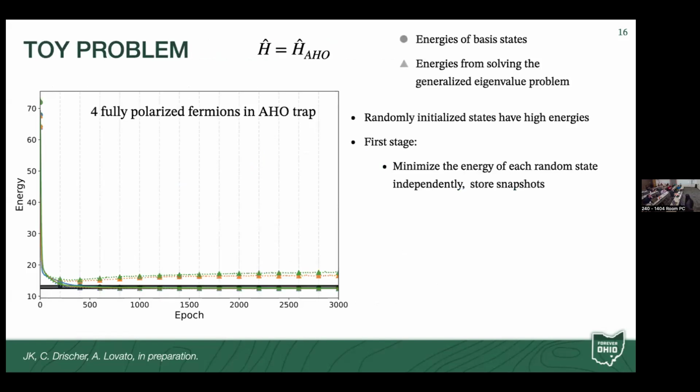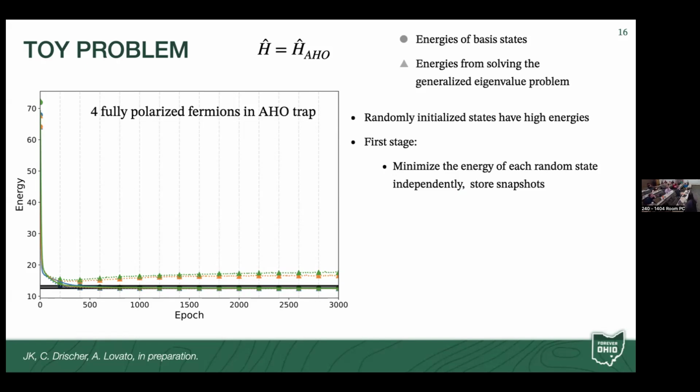So, turning to a very simple toy problem, turn off the interaction for now and just think about an isotropic harmonic oscillator well. I chose the frequencies in each of the X, Y, and Z directions so that the lowest lying states are non-degenerate. I'm only showing you this scale here just to show you how high the energy starts off for a random initialization of all the states.